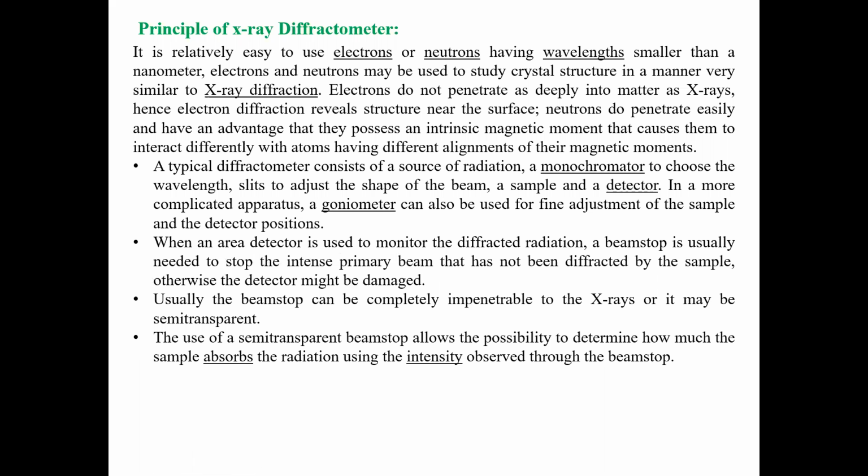A beam stop is usually needed to stop the intense primary beam, which has not been diffracted by the sample. Otherwise, the detector might be damaged, right? And secondly, the beam stop can be completely impenetrable to the X-rays, or it may be semi-transparent.